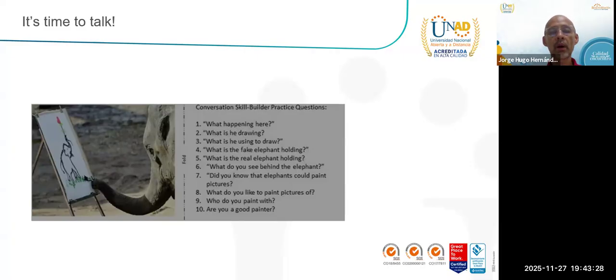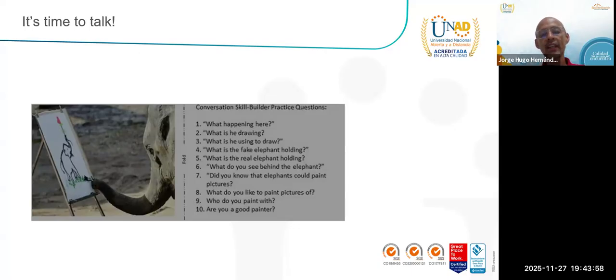I'm not talking about the tool the elephant is using. No, we are talking about the part of its body that he is using to draw. Because we as human people, we use our hands, but in this case, what is the elephant using?